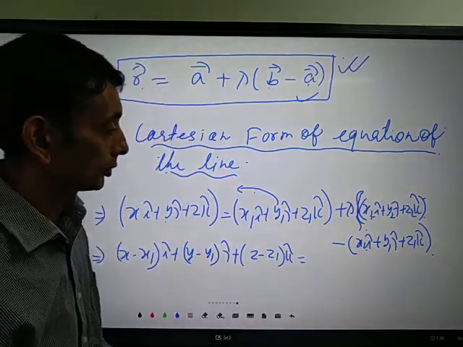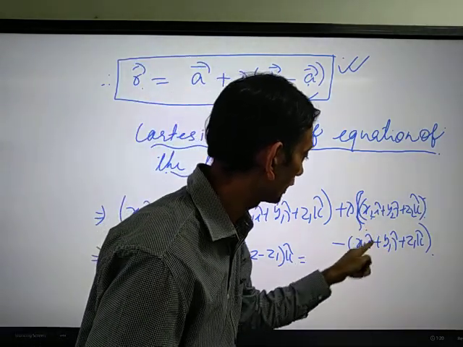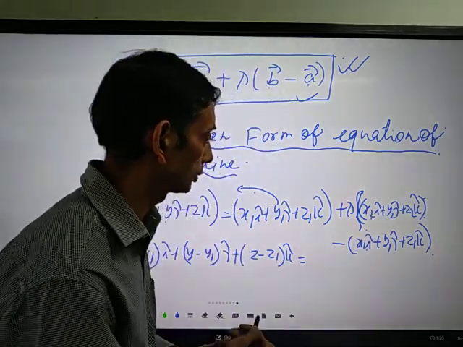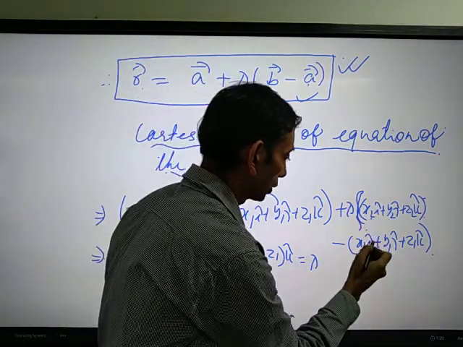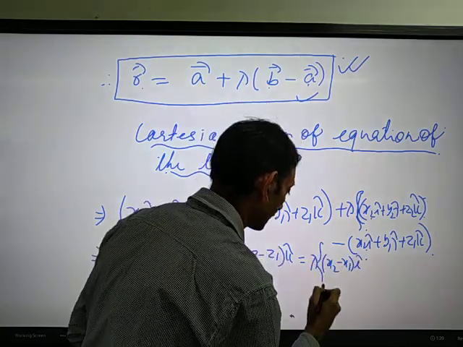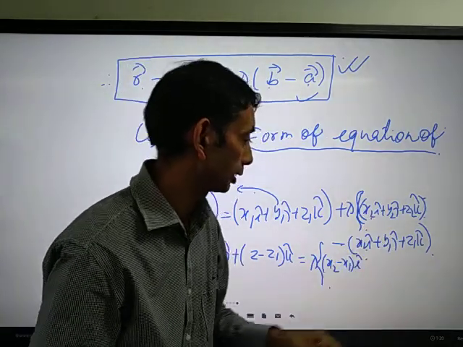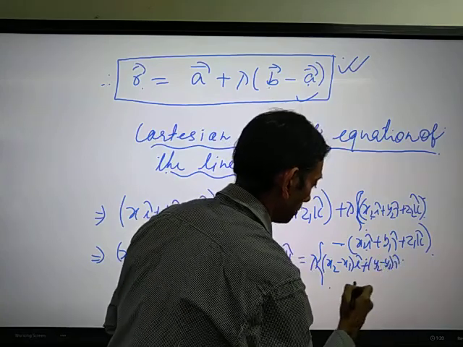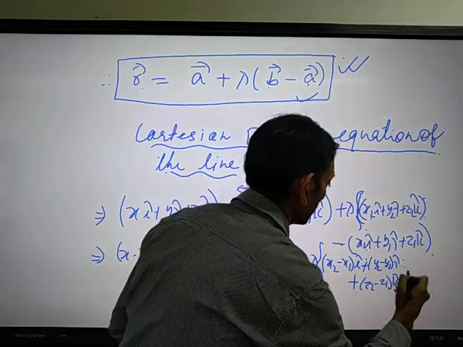This is equal to, and from there also, I'll be taking i cap common from the right hand side. So you can take lambda common. If I take i cap common, I am going to get x2 minus x1 i cap. So I can just take lambda common, and the first term will be x2 minus x1 i cap. Similarly, I will get y2 minus y1 j cap plus z2 minus z1 k cap.